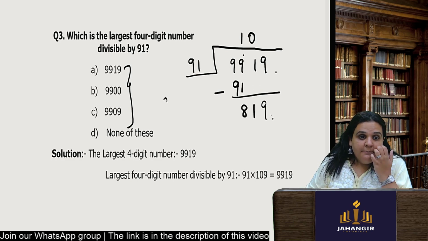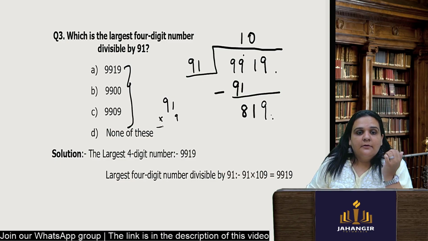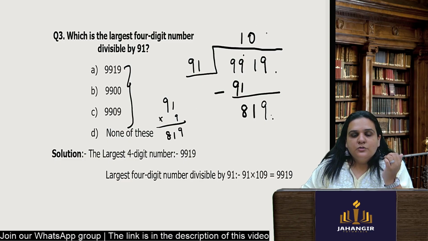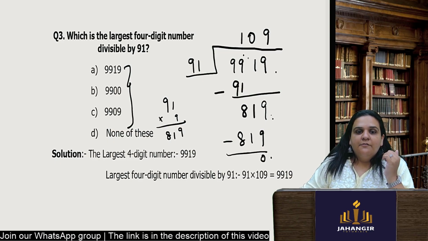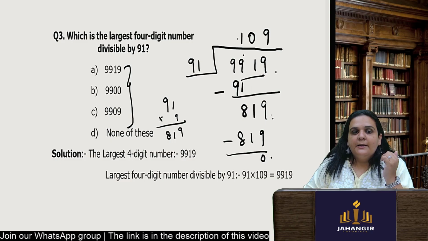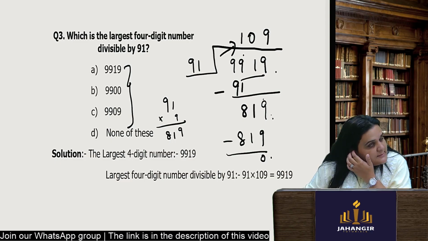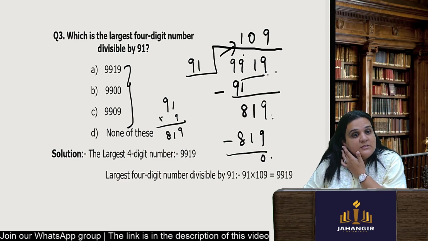Now I'll have to multiply 91 by 9 and see. So 9 ones are 9, 9 nines are 81. So 109. Okay, so 91. If I am multiplying by 109, yes, I will get this answer. So this is one number.